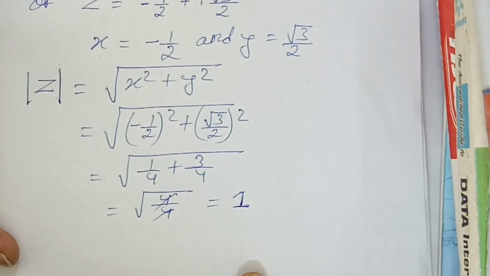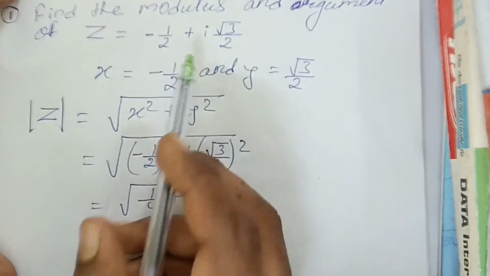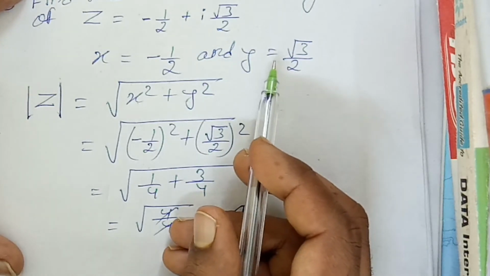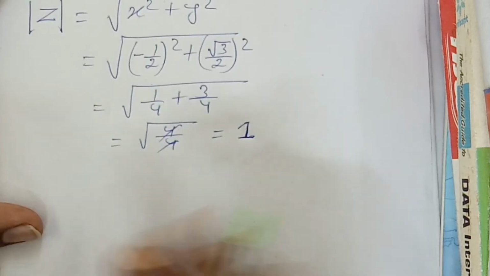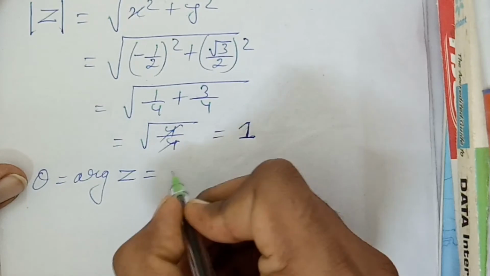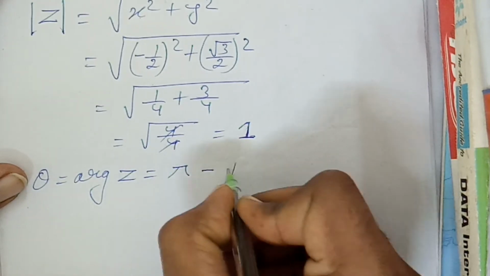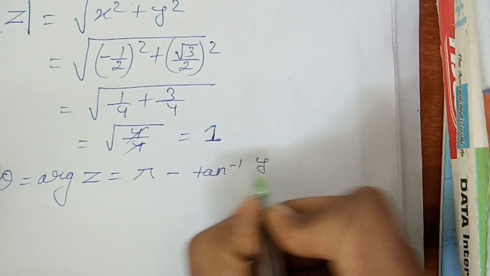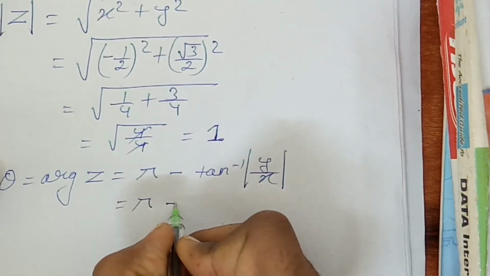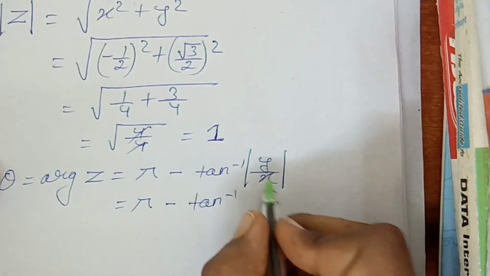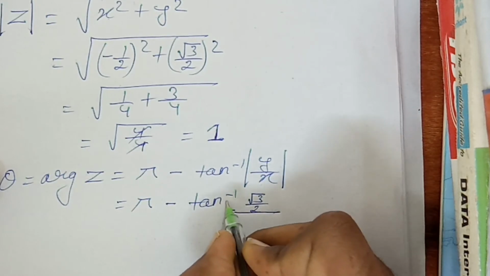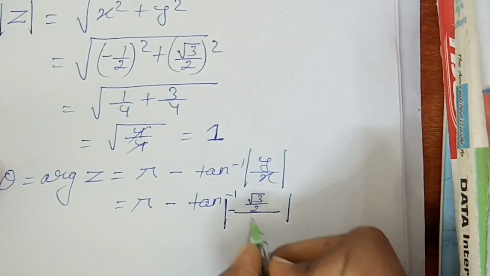Now we have to find the argument of this complex number. So x is negative and y is positive, so it lies in the second quadrant. And for the second quadrant we have the formula theta is equal to argument of z is equal to pi minus tan inverse mod of y by x. That is pi minus tan inverse of root 3 by 2 divided by mod of minus 1 by 2, so negative will be positive, 1 by 2.